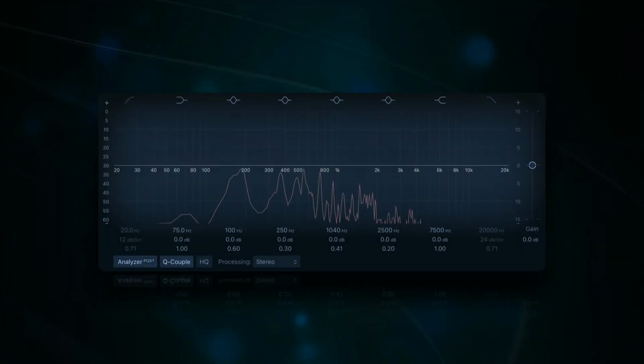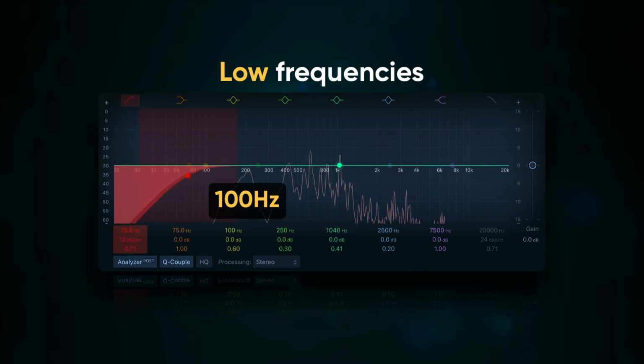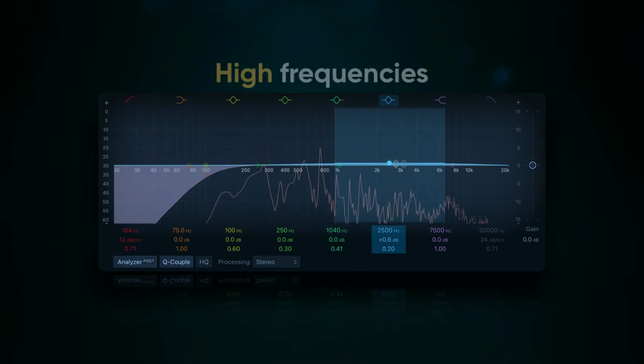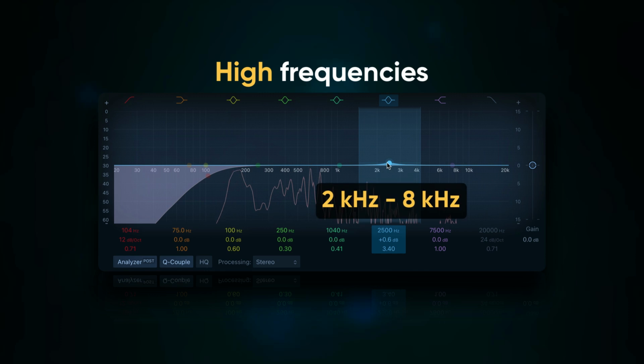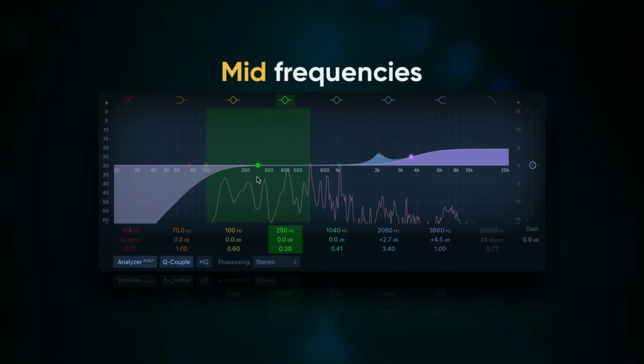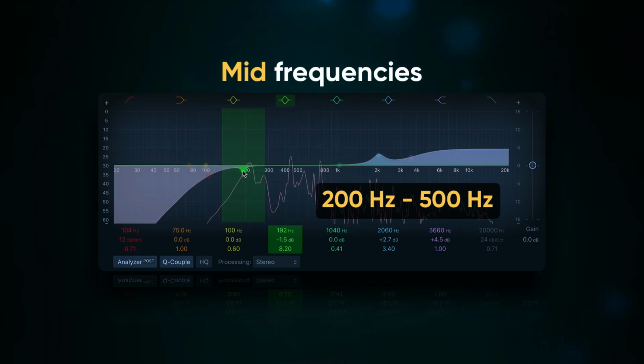First up is EQ, which shapes the tone and clarity of your vocals. Start by cutting out the low frequencies below 100 Hz to eliminate any rumble. Next, we're going to bring out some clarity and presence by adjusting a boost around 2 kHz and another around 8 kHz with a high shelf. Pay attention to the mids, especially between 200 Hz and 500 Hz. A small cut here can reduce muddiness.